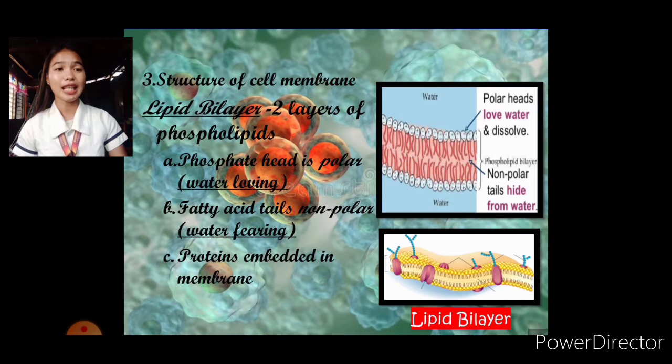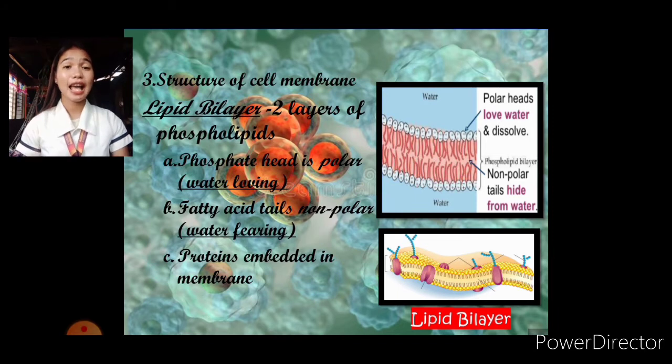As you can see, the polar heads in the white color are the ones that love water and can be dissolved. The ones in the red color are the fatty acid tails. They fear water, they hide from water. Number 3 is the proteins. Proteins are embedded in the cell membrane.